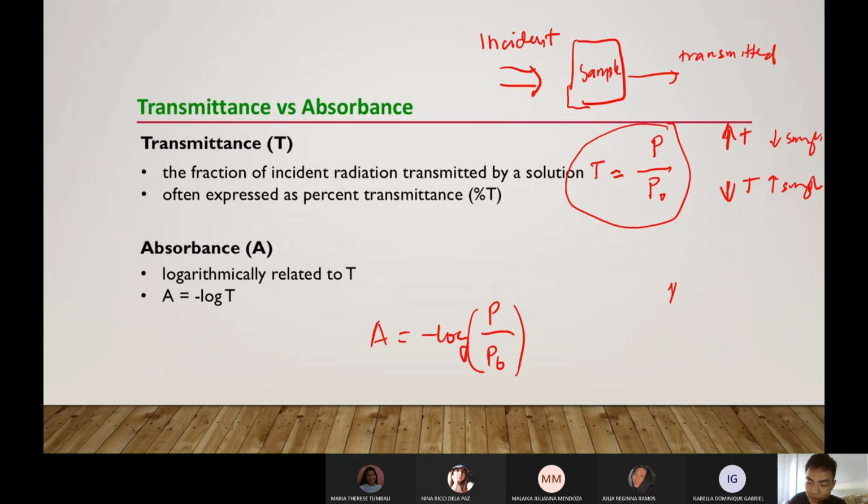The higher the transmittance, the lower the absorbance. And the lower the transmittance, the higher the absorbance. Okay. So it's also like the sample, but this time, we are measuring the absorbance. So this is its trend. Same still here, but this time, it is now absorbance. Okay.